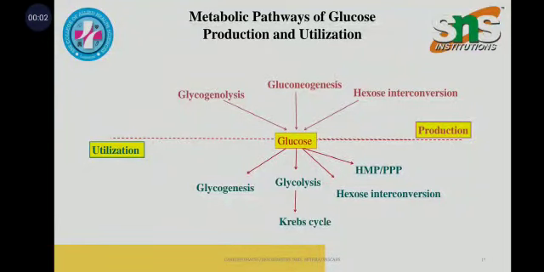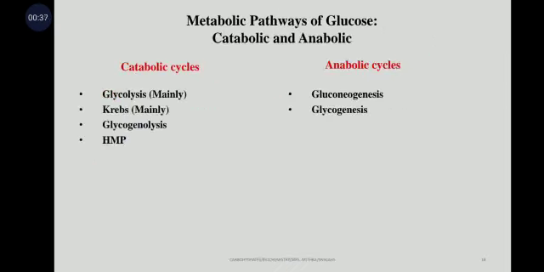Everyone, today we are going to see the topic glucose metabolism. There are two main sources of glucose: one is production and another one is utilization. In production, three processes take place: glycogenolysis, gluconeogenesis and hexose interconversion. In utilization, it undergoes glycogenesis, glycolysis, which then leads to the Krebs cycle, hexose interconversion and the HMP pathway.